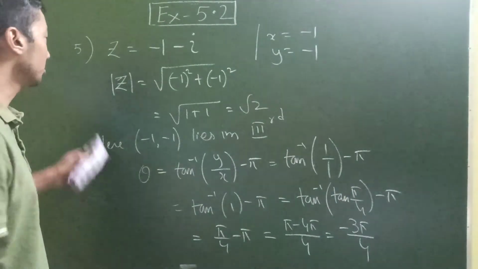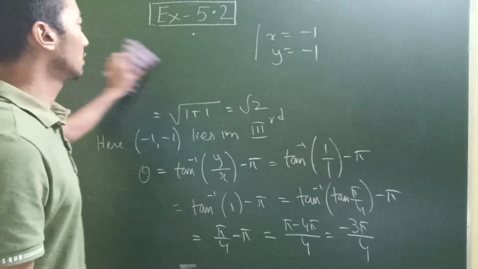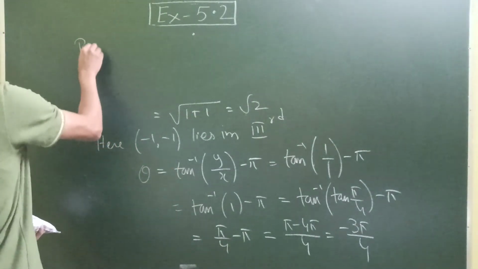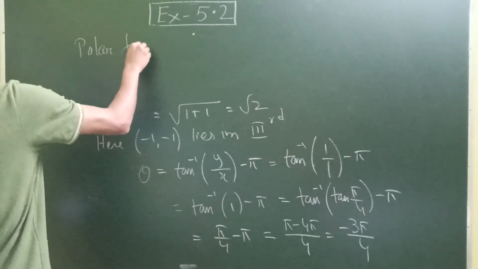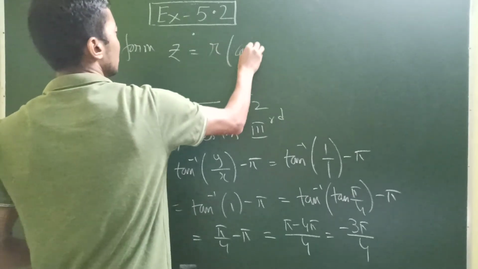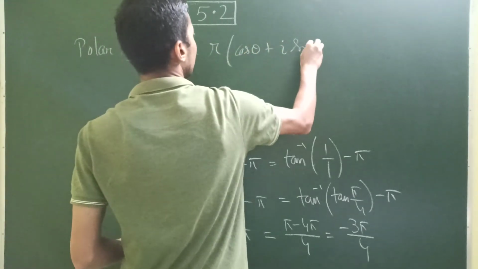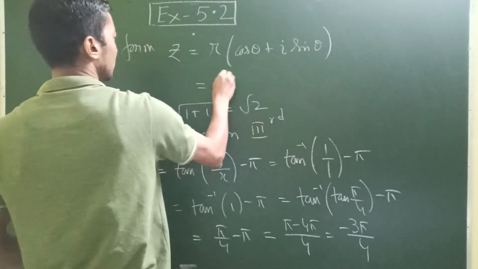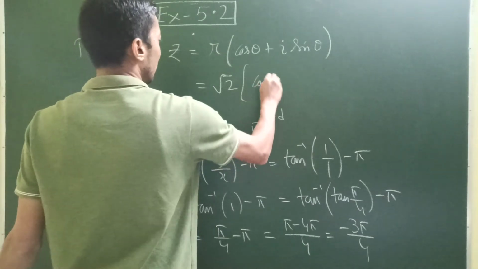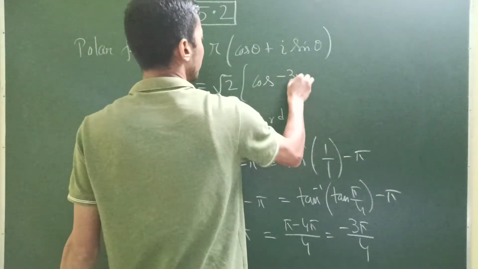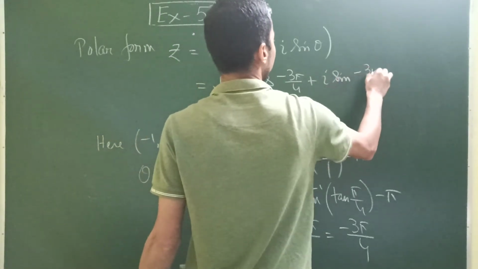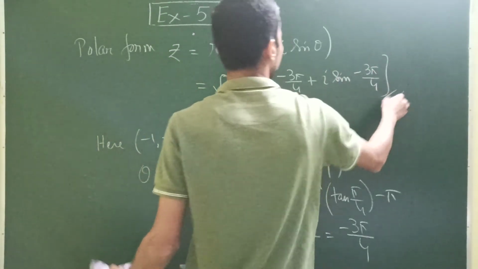So then we have the argument, we have the magnitude or the modulus. So let's write our polar form. So what will be the polar form? The polar form will be z equal to, I'll just write r cos theta plus i sin theta. So what was the value of r? Root over of 2. Cos theta is minus 3 pi by 4 plus i sine of minus 3 pi upon 4.